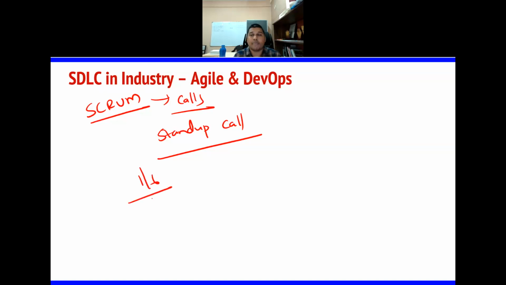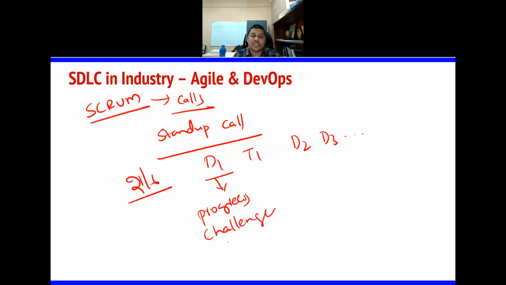Okay, today is 1st June. So they may have a call on 2nd June. Developer one is there, tester one is there, developer two, developer three. Like this, there are people working in the team. So he has to tell how much progress is completed. Every day morning, he has to tell how much portion of work was done yesterday, what module he has completed. So the progress of the project, and the challenges he is facing in the project.